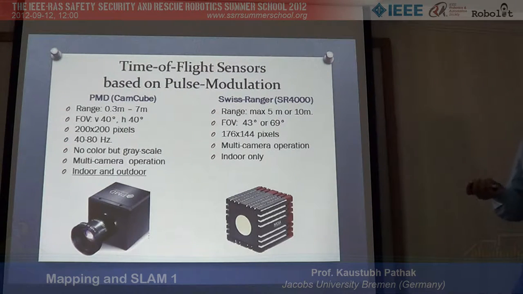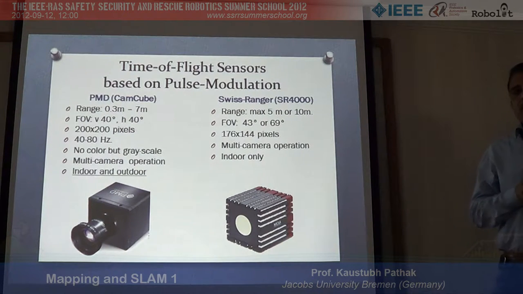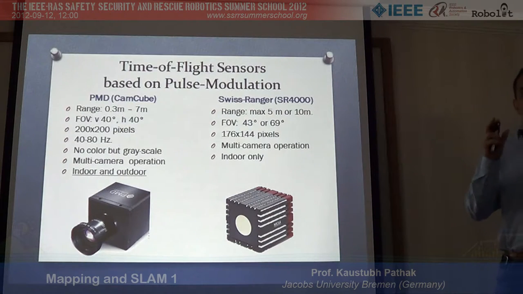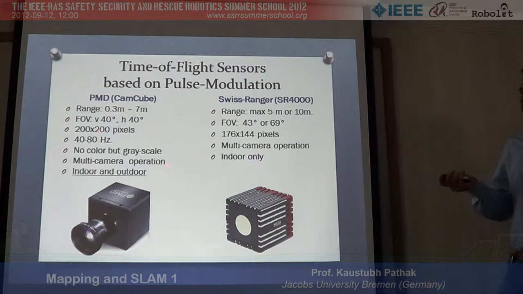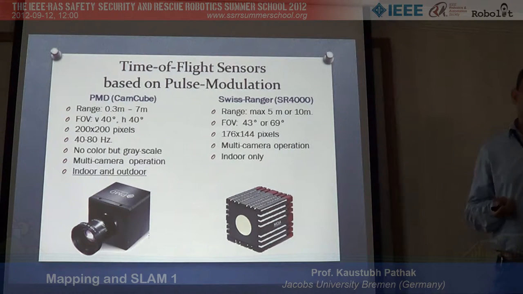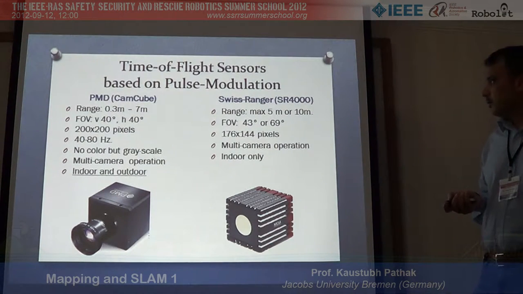And one important limitation is that they do not return any color information, whereas they do return some kind of a grayscale, which is the reflective intensity. The nice thing which you can do with them, which you can't do with the Kinect, is that you can have multiple cameras in operation. In Kinects also it works to a certain extent, but they do interfere with each other. Another great plus point is that at least this particular PMD camera can be used indoors as well as outdoors. So for rescue operations, this might be more suitable.